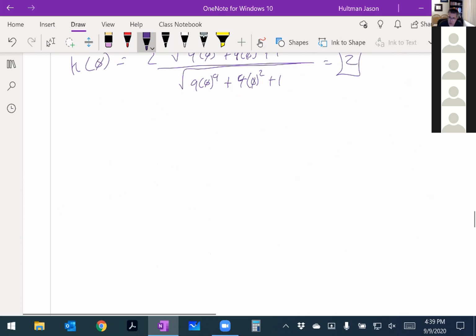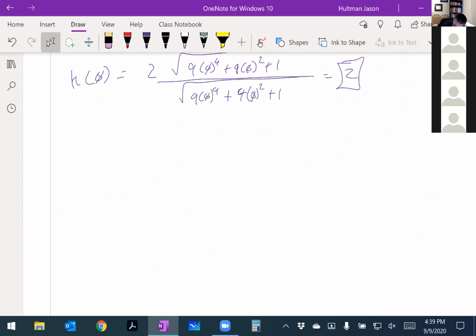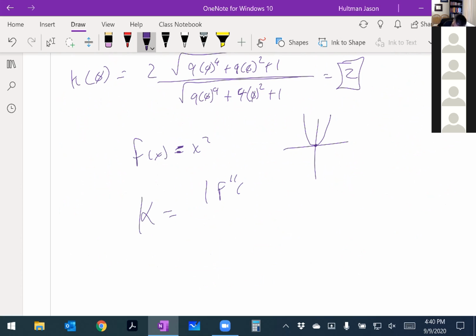Okay, let's do a real quick one in 2 dimensions. Let's look at the function f of x equals x squared, and let's get the curvature of the parabola at 0, 0. Well, in 2 dimensions, the curvature is the absolute value of f double prime of x over 1 plus f prime of x squared, to the 3 halves. It's really the arc divided by the arc length cubed, if you were to integrate that.